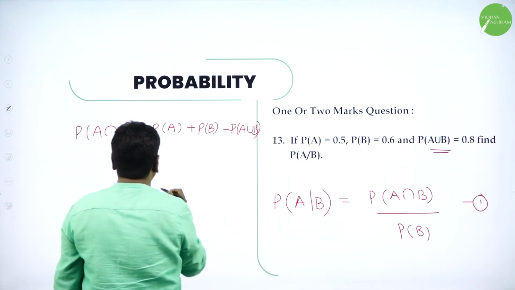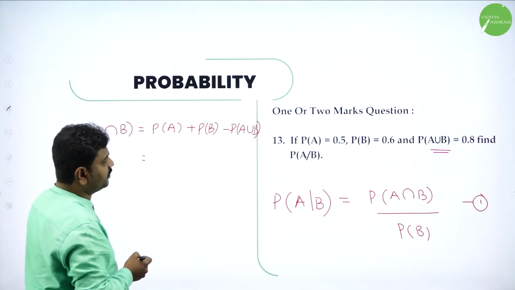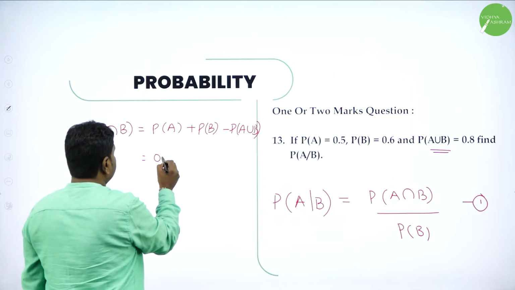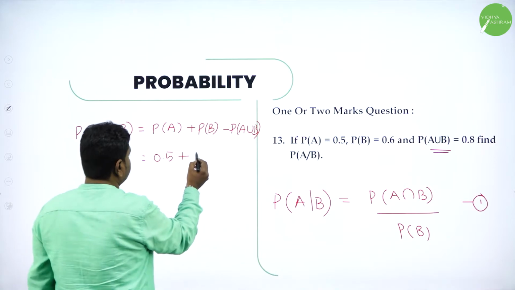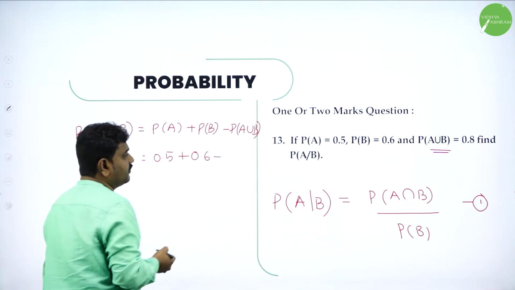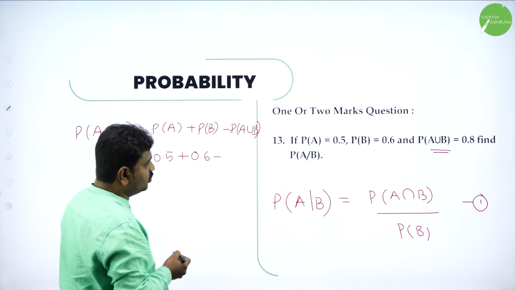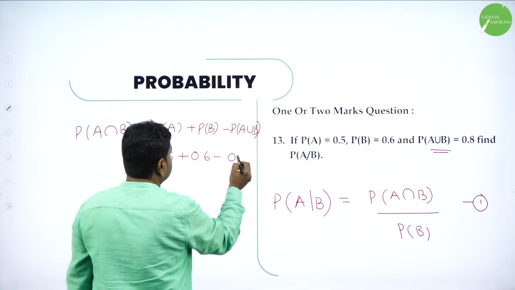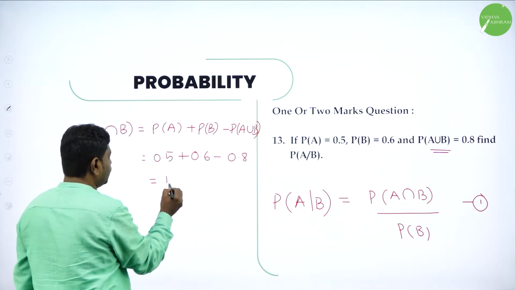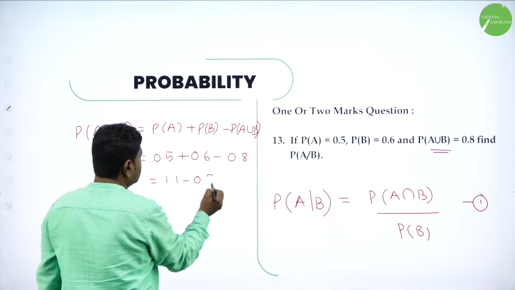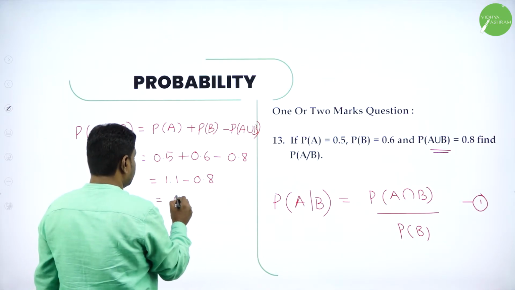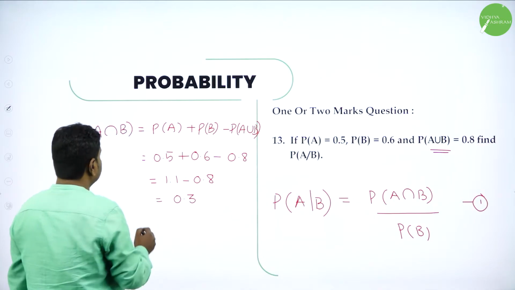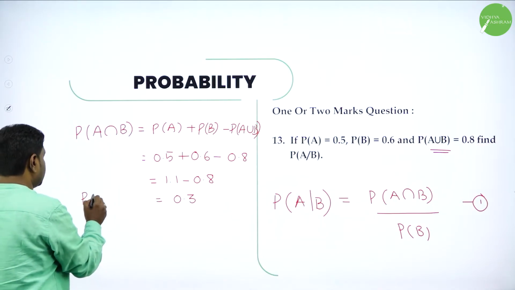So substitute in this. P of A is given. What is P of A? 0.5 plus P of B. What is P of B? 0.6 minus P of A union B, 0.8. Simplify this. It is 1.1 minus 0.8. Subtract this. It will be 0.3. Now you got P of A intersection B.